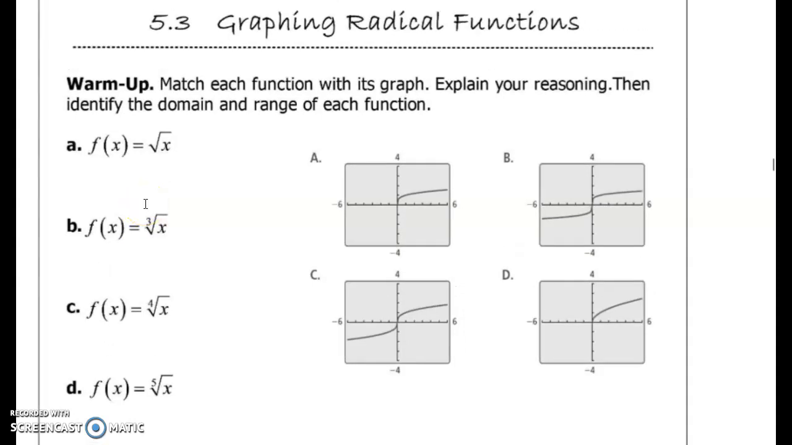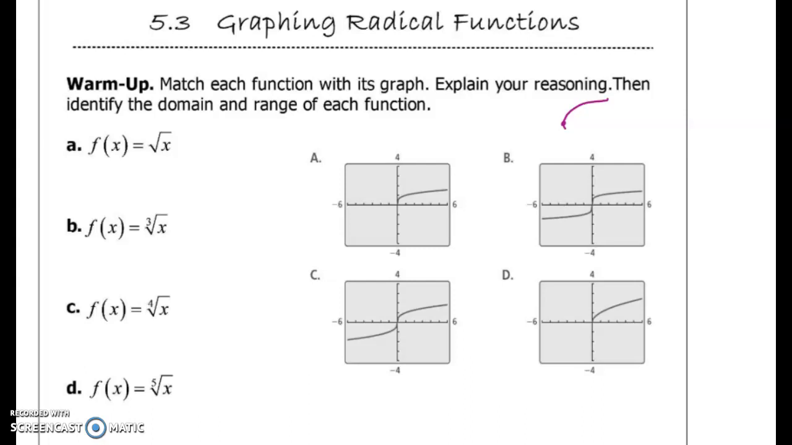Okay, today we're going over 5.3 graphing radical functions. So on this warm-up, it wants us to match each function with its graph. When we have an even root, that function is going to typically look like it has a starting point and then moves off in one direction. Usually it moves off positively and to the right, but based on different transformations of the graph, it could be in a different direction.